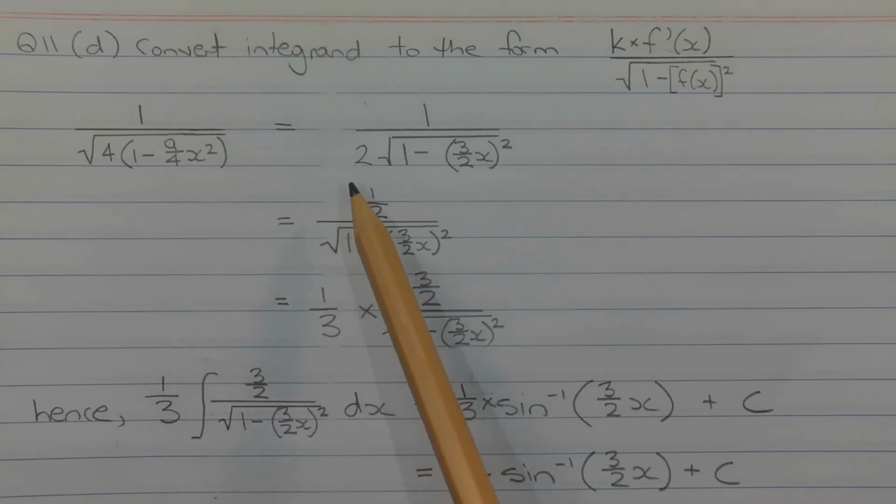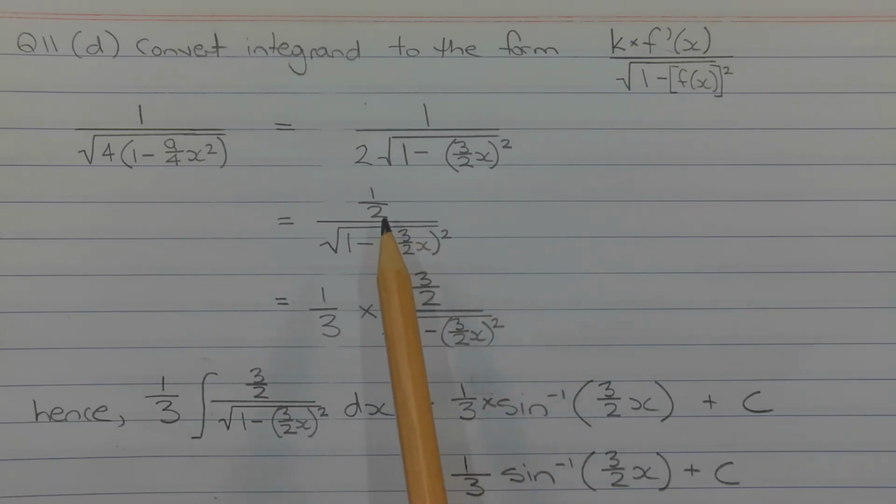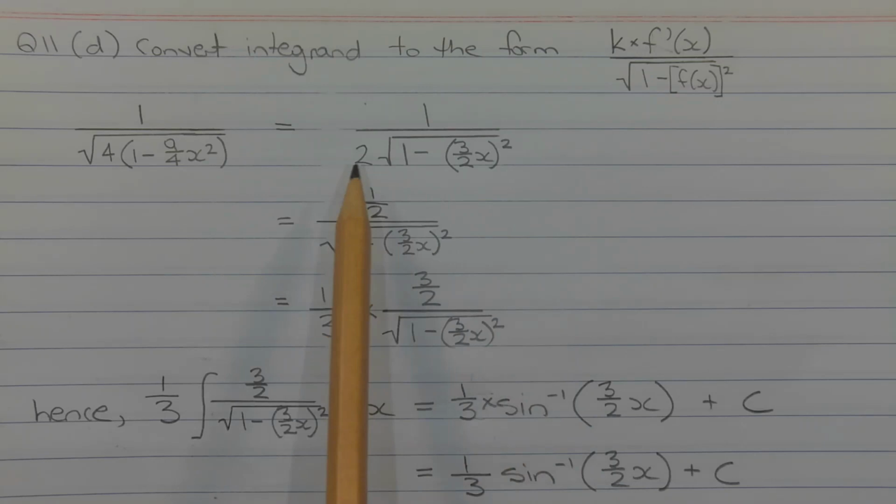The next step is to take the 2 in the denominator and write it as part of the numerator. So it becomes half over the square root of 1 minus 3 over 2x to the power of 2. Now the derivative of f of x, in this case 3 over 2 times x, is 3 over 2. But we have 1 over 2 in the numerator. Now I'm going to multiply the numerator by 3 to convert 1 over 2 into 3 over 2. But I'm going to compensate for that by multiplying the entire fraction by 1 over 3.